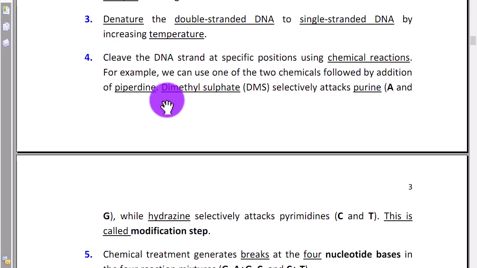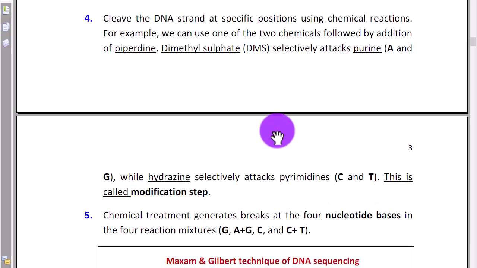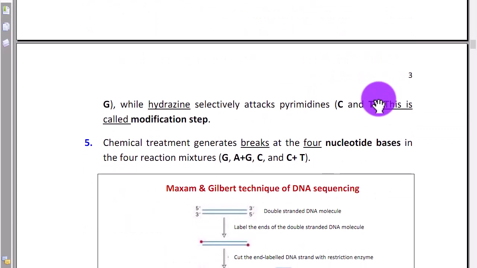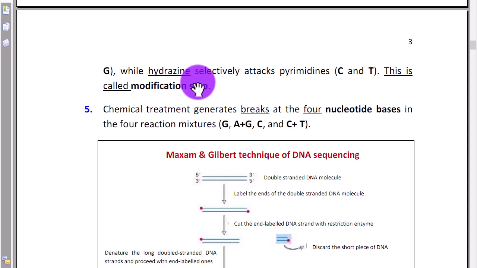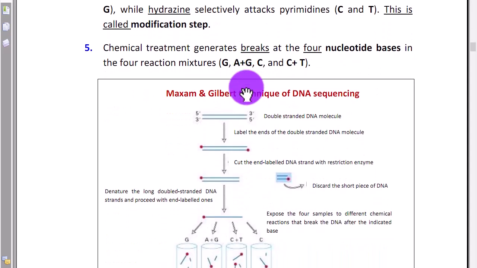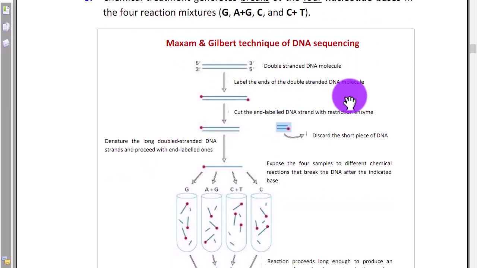addition of piperidine. Dimethyl sulfate selectively attacks purine A, while hydrazine selectively attacks pyrimidines C and T. This is called the modification step. Chemical treatment generates breaks at the 4 nucleotide bases in the 4 reaction mixtures.